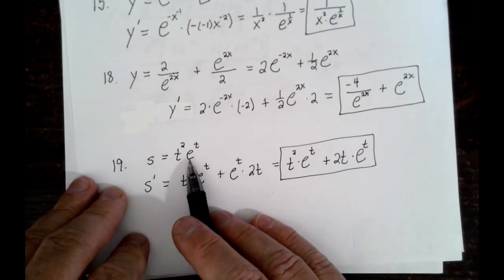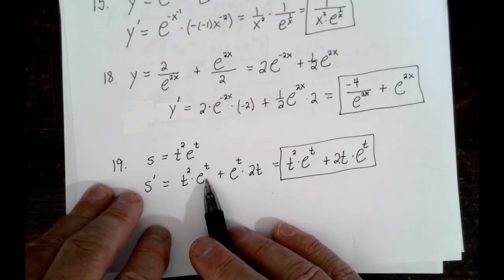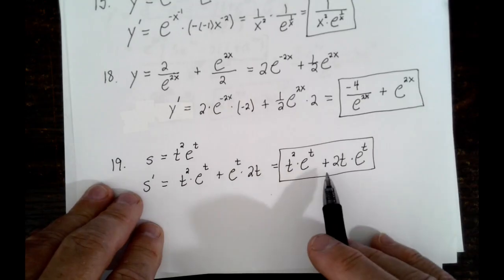On this one, you're going to use the product rule. So you have the first guy untouched times the derivative of the second, which doesn't change, plus the second guy times the derivative of the first, 2x. And there you go.